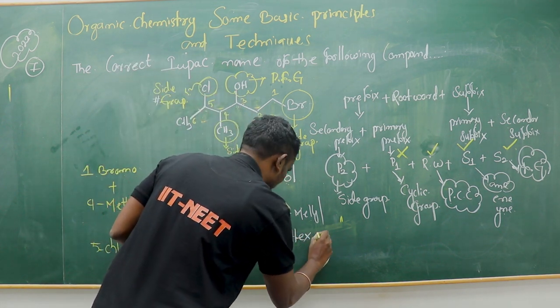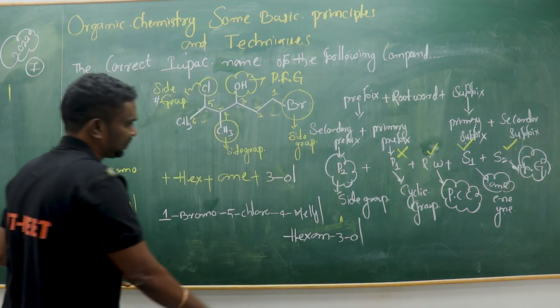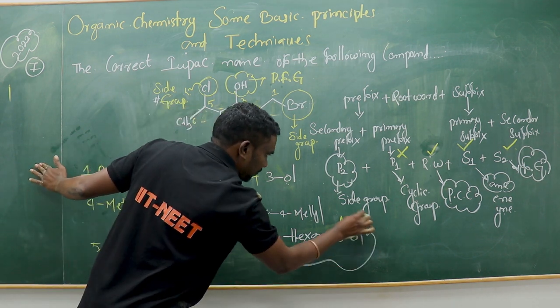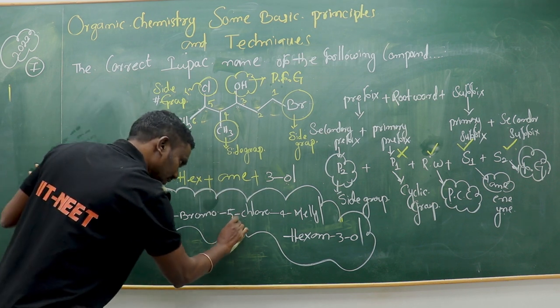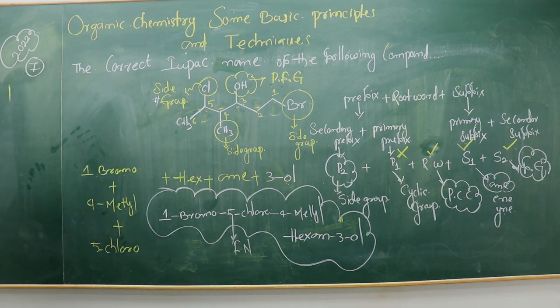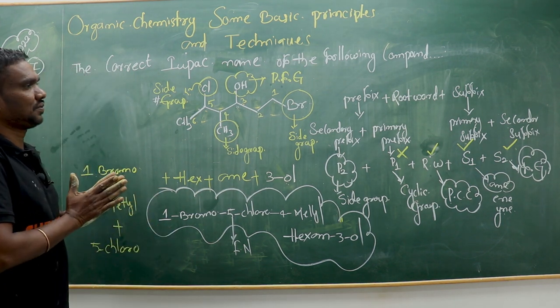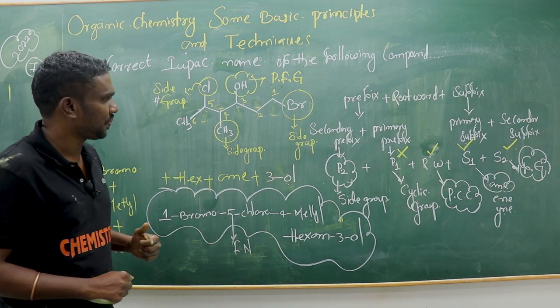So 4 methyl hex 3 ol, that's all. Sir, this is our final formula, dear. Final name, beta ji, final name, that's it. See, ध्यान देना बेटा, फिर एक बार समझा दे, कोशिश करना, right?